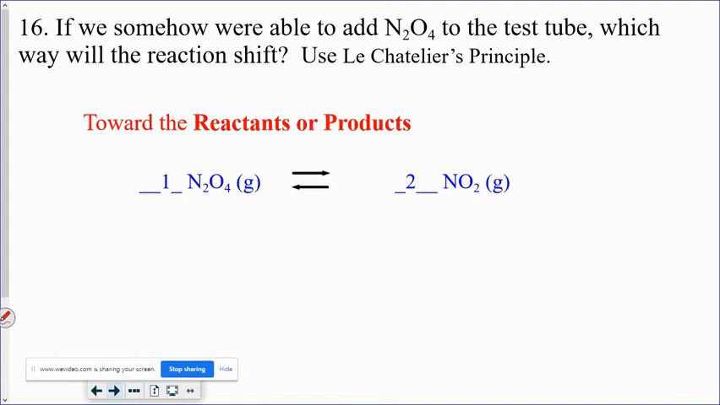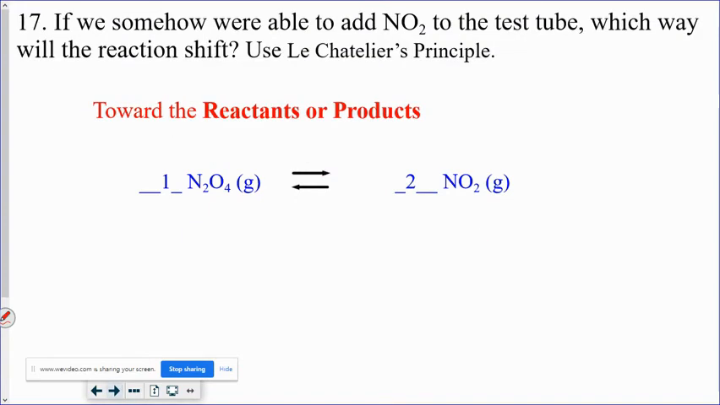If we somehow are able to add some N2O4, so if we increase some N2O4 in this test tube, which way will the reaction shift? Well, Le Chatelier's principle says anytime you add a stress, the reaction is going to shift to reduce the stress. So if I'm adding some N2O4, it's going to shift to get rid of some N2O4, and it would become darker or more brown in color. So it would shift towards the product side. I would really like you to be answering these questions on your own before I go over them.